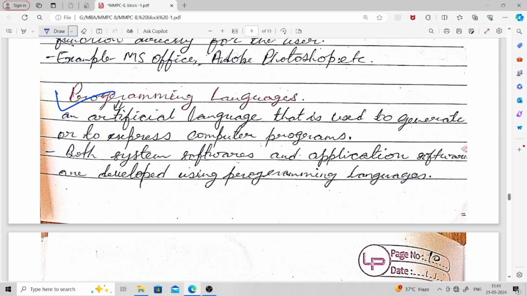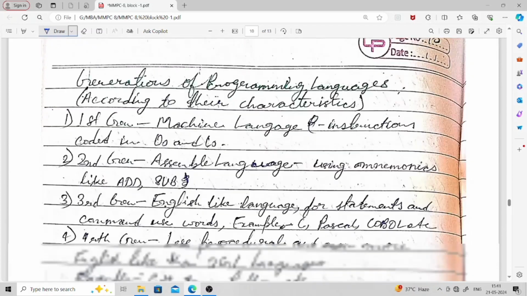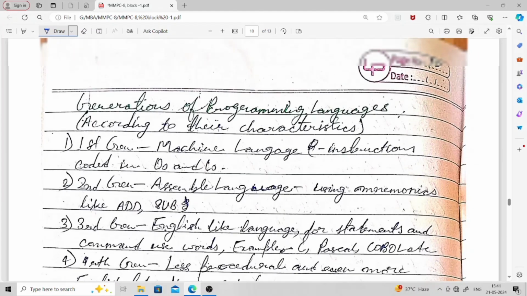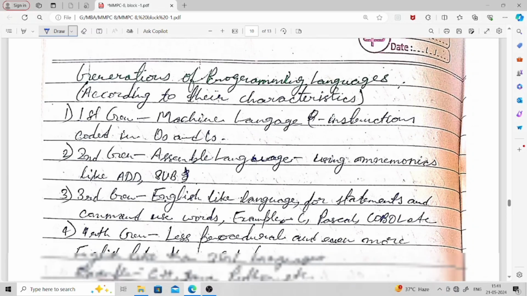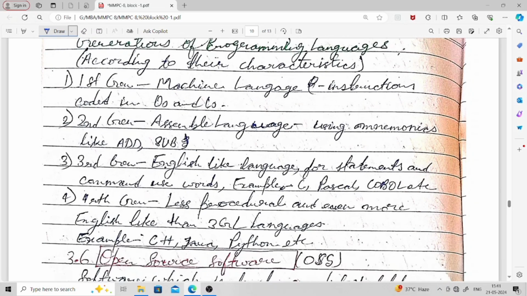Okay, now next you have generations of programming language. According to their characteristics, there are different generations of computer programming language. The first generation, as you can see on your screen, is machine language. Machine language is instructions coded in zeros and ones.